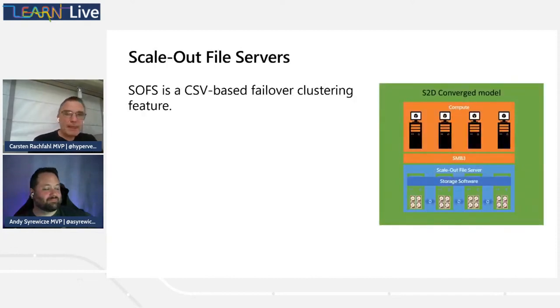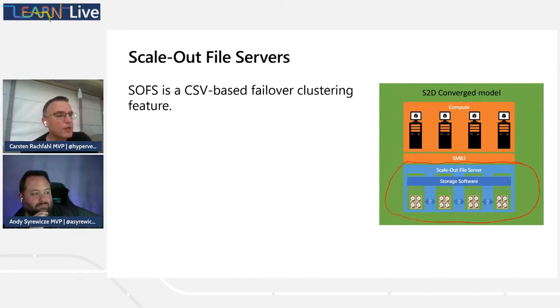Scale-out file server, I mentioned it. One scenario for Storage Spaces Direct is a scale-out file server, and this is this part of the slide. We have four nodes here with internal storage. You see there are four disks in every node, and we can build a highly available scale-out file server, with our virtual machines running on a separate cluster. So we have two clusters here.